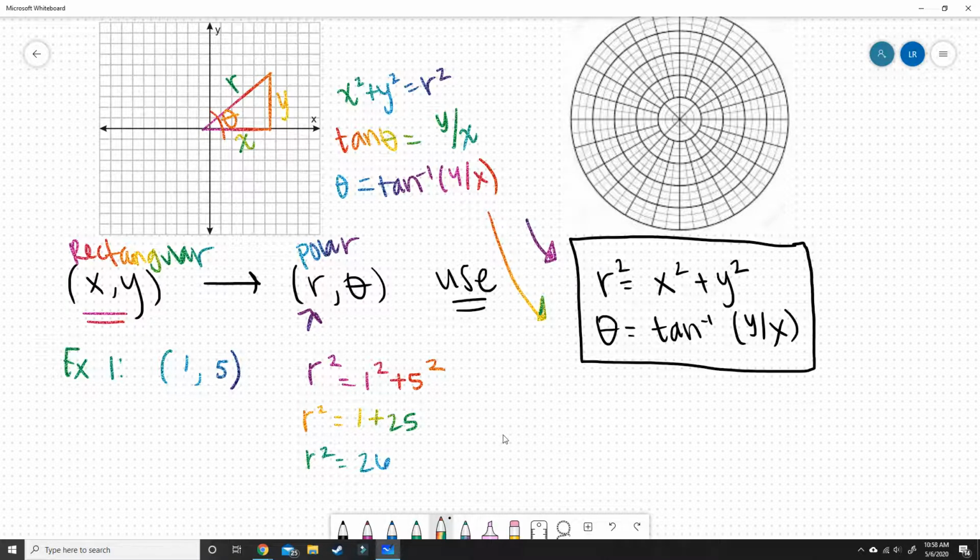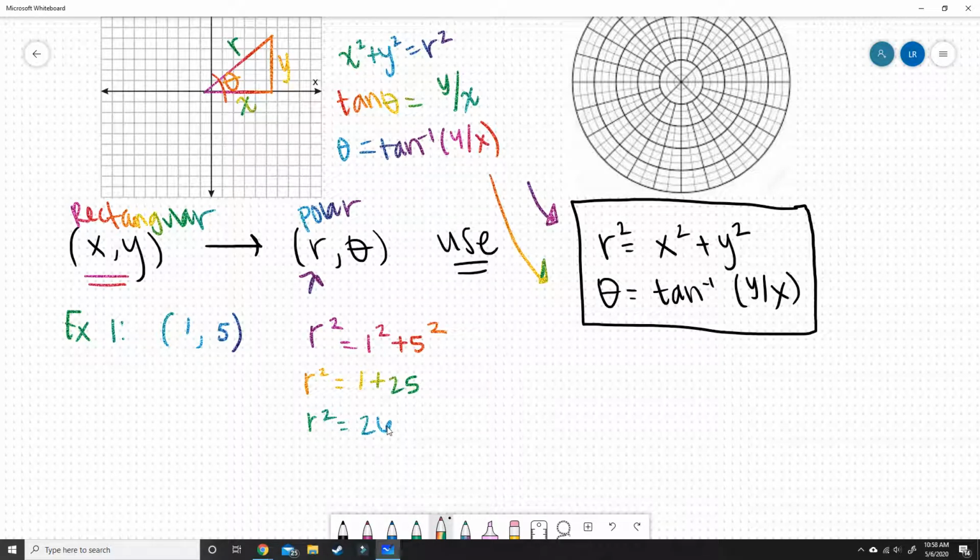Now, we want r, so we'll take the square root of that. And like I said, this one won't be pretty, so this is just going to be the square root of 26. Generally, when you're taking the square root, you're going to get both the plus and the minus. Well, we're only going to work with the principal square root, meaning the positive one, because r is always positive. So when we start writing this in a polar coordinate, the first thing that we're going to get is the square root of 26.